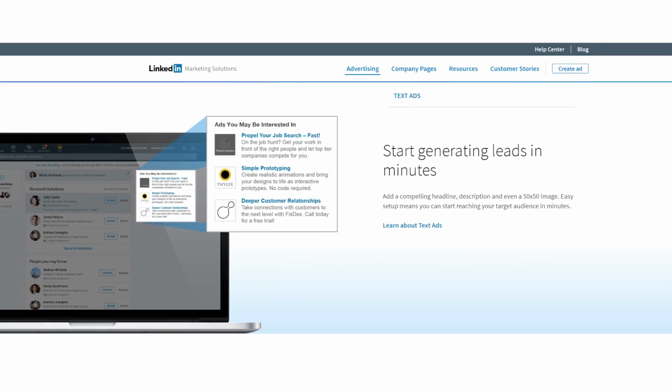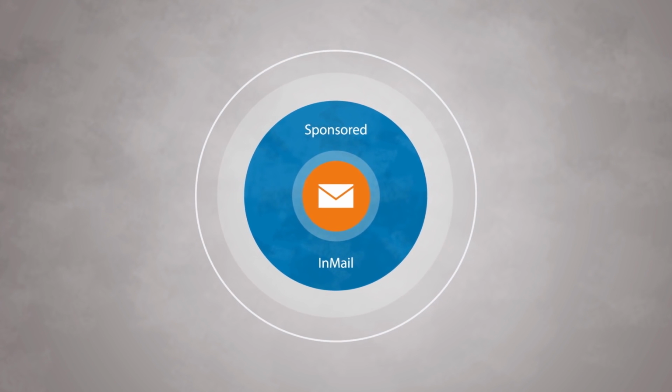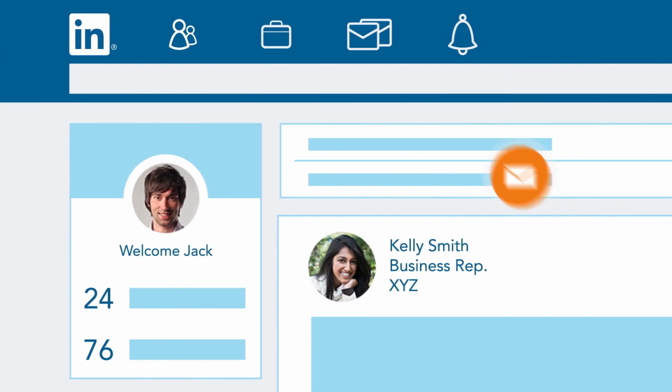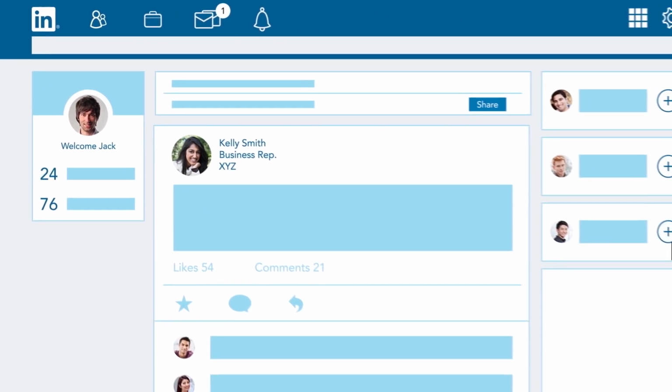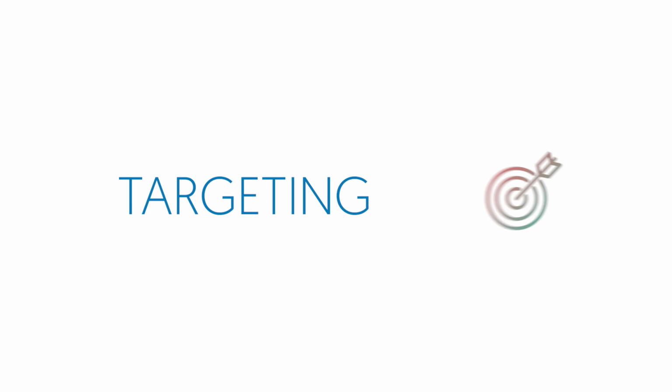That's an exclusive placement. There's also text ads, which are placed above the LinkedIn newsfeed and also to the right-hand side. We also have sponsored InMail, which basically you're paying to send messages to people. So it's similar to email marketing. You pay per message. Next, let's talk about targeting.